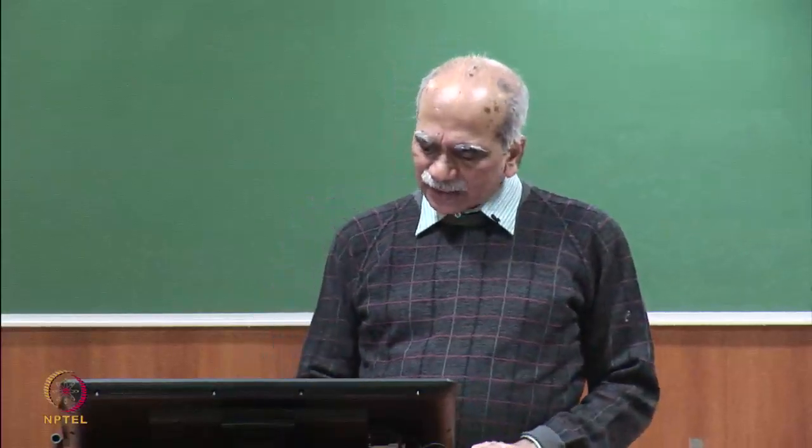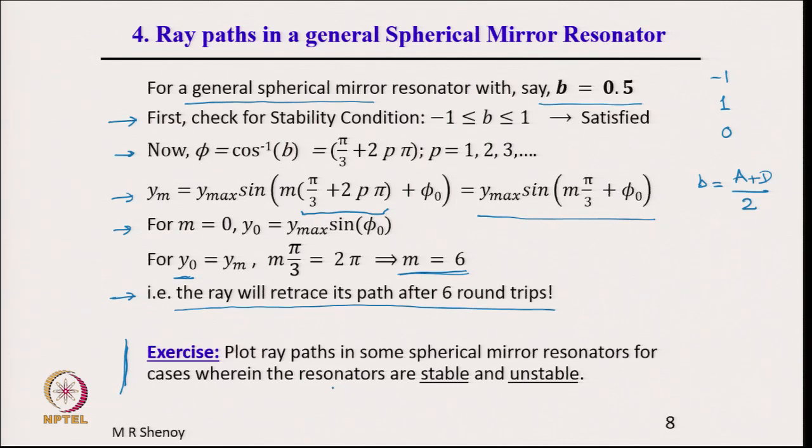So, here I have given an exercise: plot rays in some spherical mirror resonators for cases wherein the resonators are stable and unstable. Stable means -1 less than b less than +1. So, you have to choose a value of b. If you choose b between -1 and +1, that will be a stable resonator, and if you choose a value, let us say b equal to 1.5, then it will be an unstable resonator. So, it is an exercise which I recommend you to do, that trace rays through stable and unstable resonators.